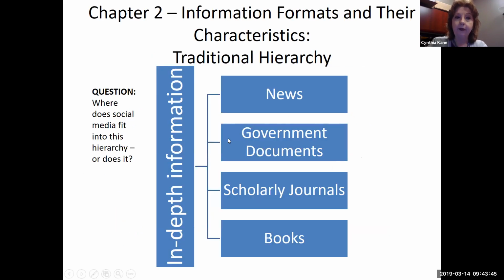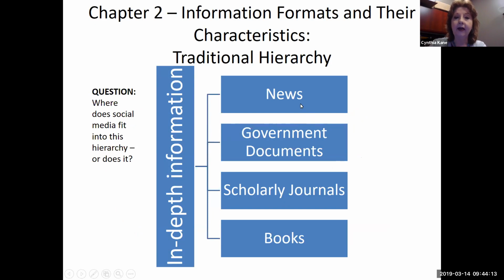So chapter 2 of our textbook with scope talks about a traditional hierarchy of information formats. When I say traditional, this actually really dates back to when I was in college over 30 years ago. I do believe things have changed tremendously with the advent of information technologies, the internet, and in particular social media, which we talked about a little bit during our first video tutorial on identify.